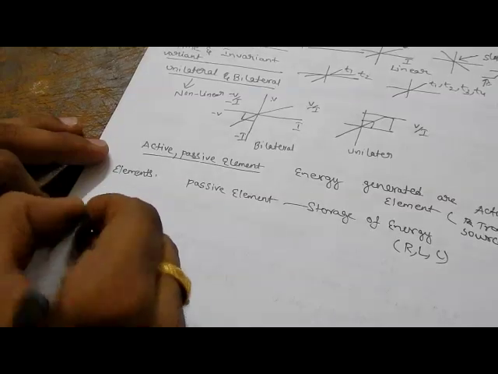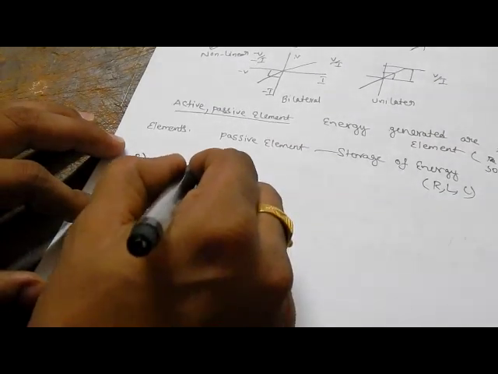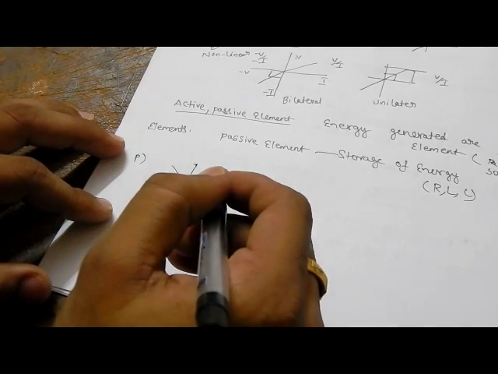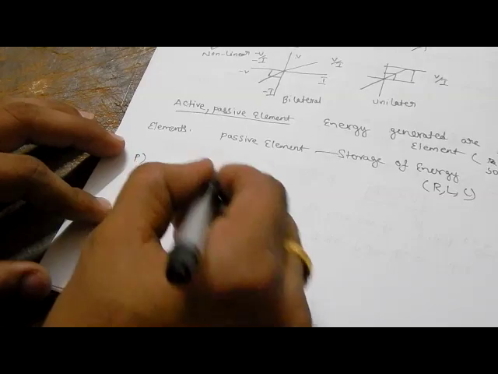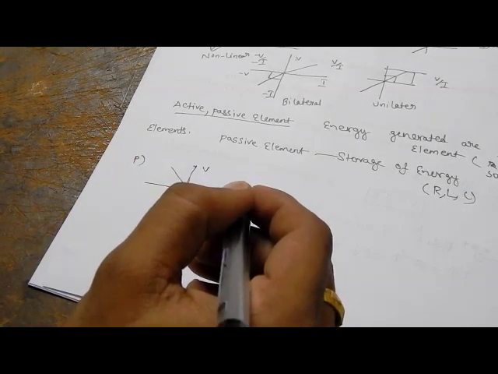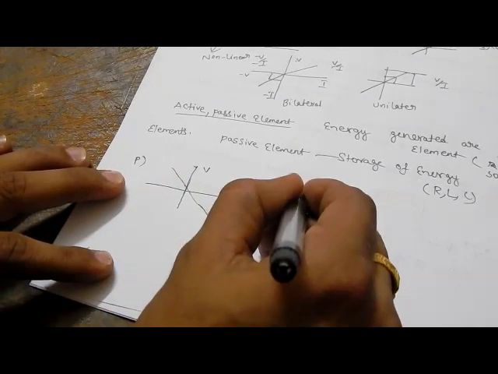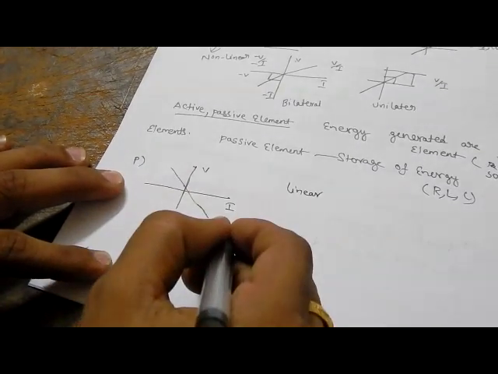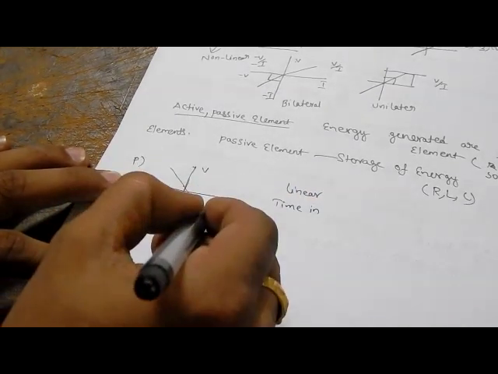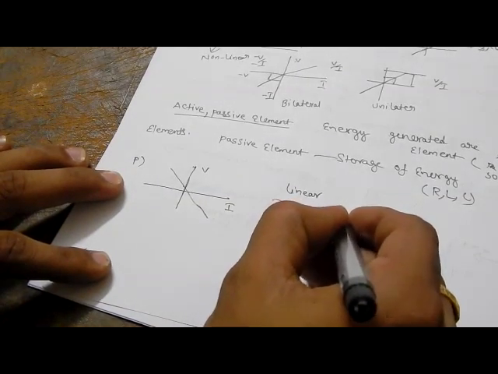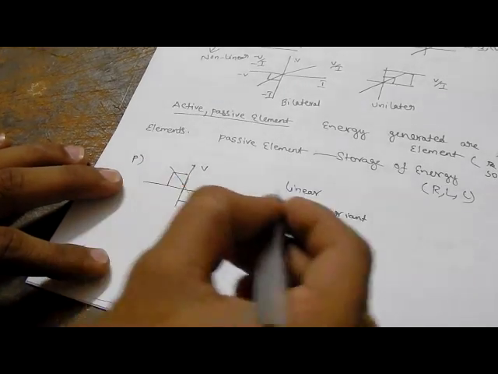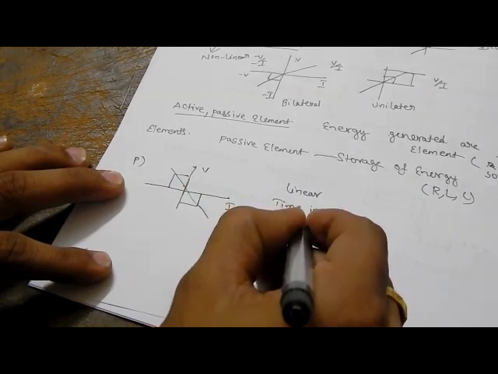So now, first problem. This is the characteristic of V and I. Now, which type of element is it? It is linear, right? We are having constant slope, but time invariant. So at any time it is one straight line only. So this V by I is exactly equal to this V by I, that is bilateral.